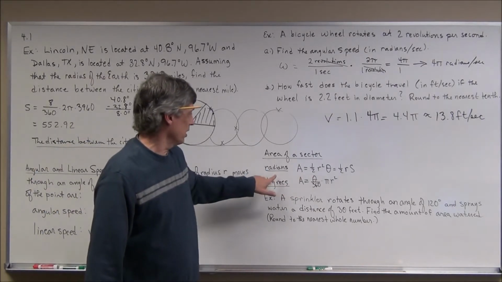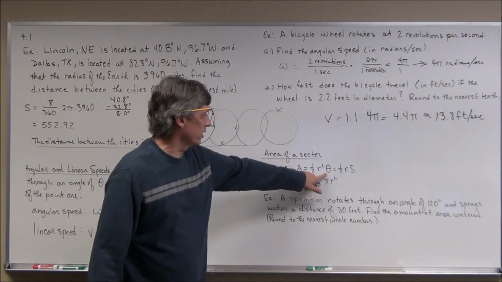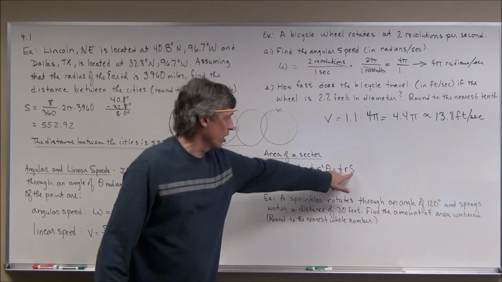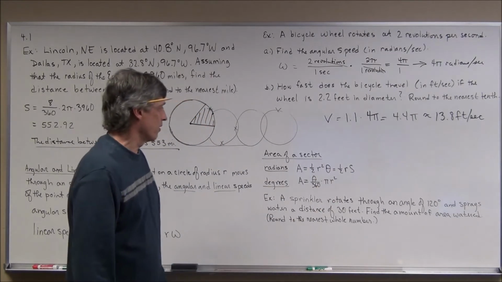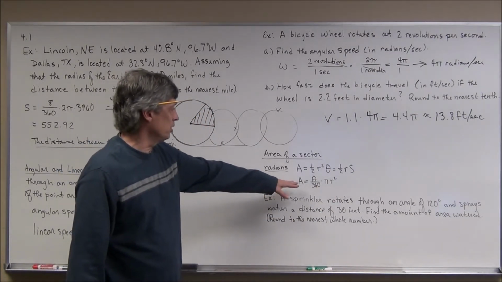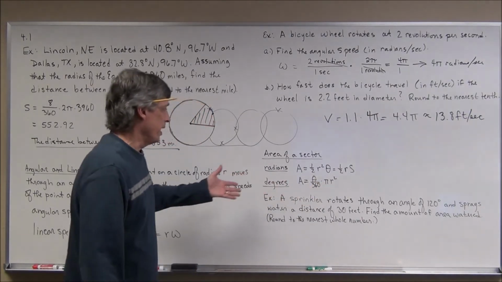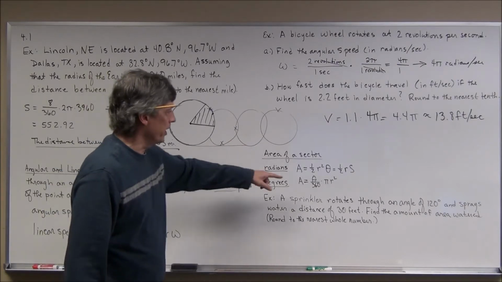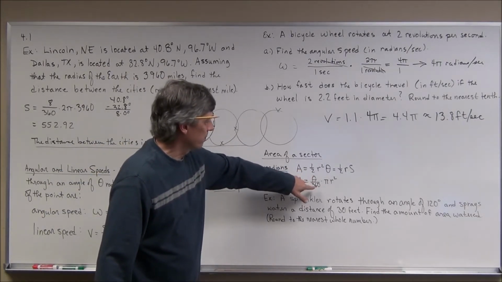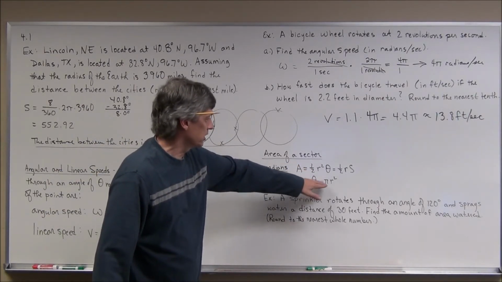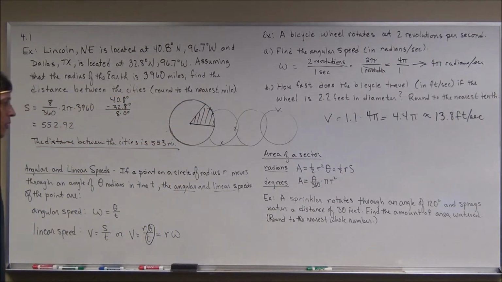You can use, for radians, 1/2 r squared theta. Now remember, r theta is arc length, so it's also the same as 1/2 rs. Or if in degrees, you can use theta divided by 360 times pi r squared. And both formulas are found the same way. It's the angle out of the complete revolution, out of 2 pi here, out of 360, times the area of the circle, pi r squared.